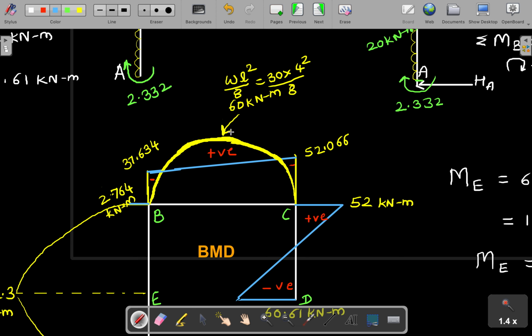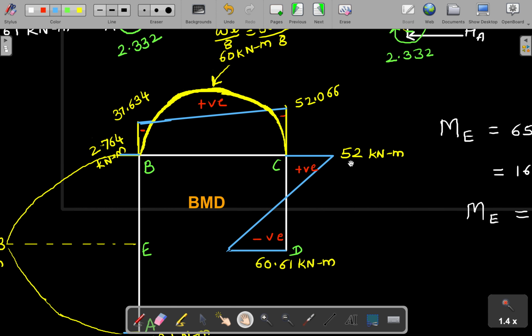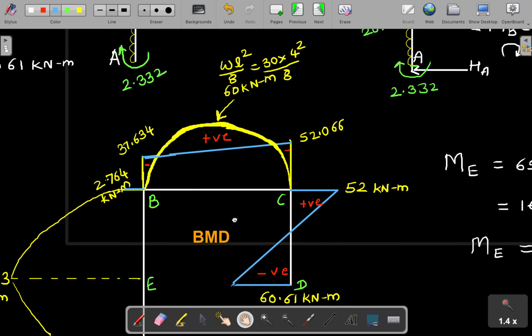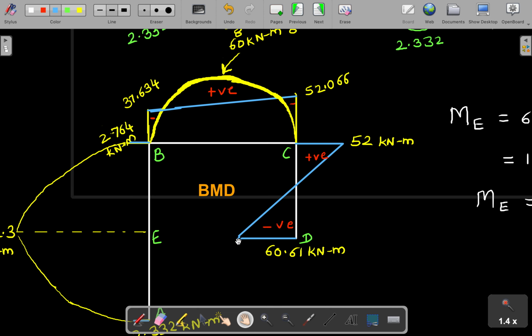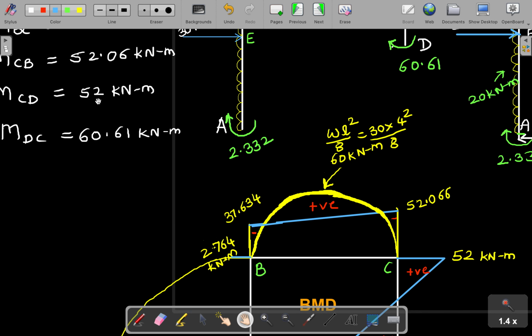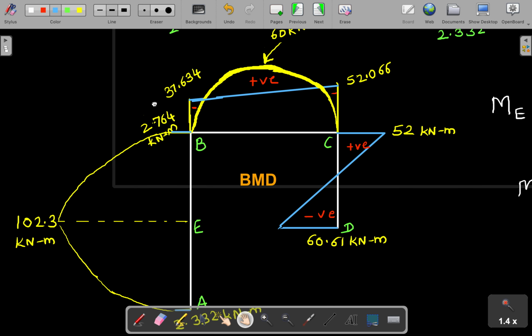This is the standard way of drawing a bending moment diagram, which we have studied in the slope deflection method, right? So you draw that way. Now the remaining moments are, here it is 52 and here it is 60.61. When you come to draw, the tension side, the negative side, we draw inside, and the positive side is outside. So the values are 52 and 60.61.